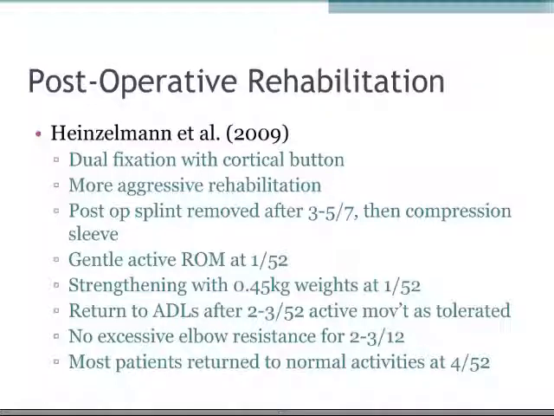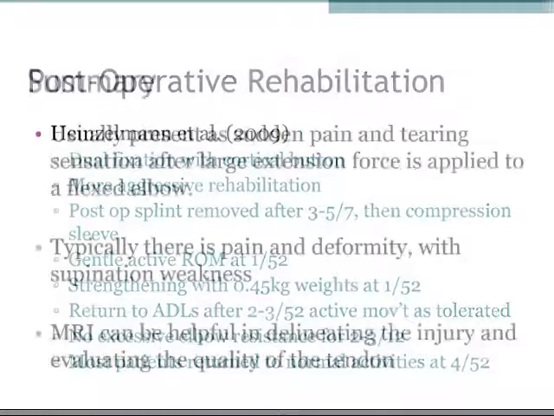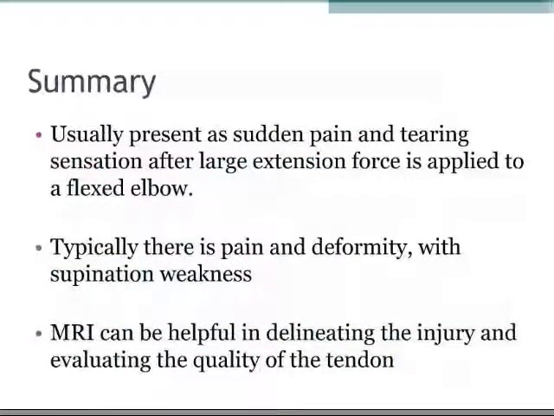To summarise, distal biceps tendon ruptures usually present as a sudden pain and tearing after a large extension force applied to a flexed elbow. Typically there's pain and deformity, with supination weakness as the most cardinal sign. MRI can be helpful in delineating the injury and evaluating the quality of the tendon. The two incision and single incision repair techniques have different outcomes.